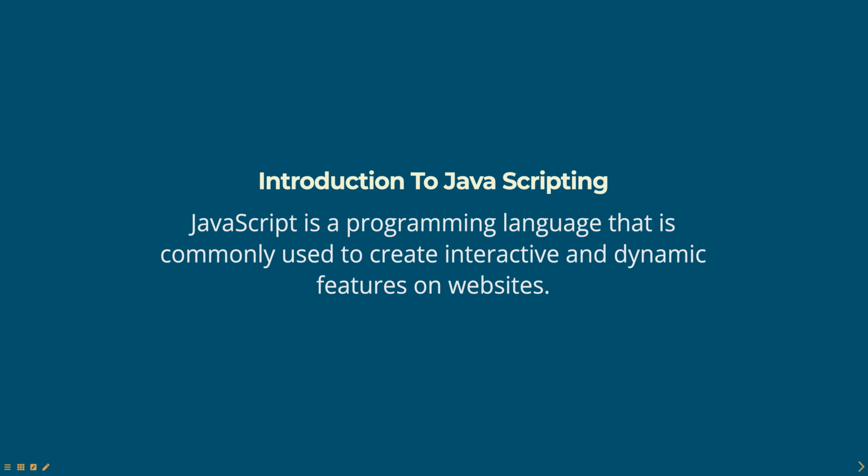JavaScript is a programming language that is commonly used to create interactive and dynamic features on websites. It is a client-side scripting language, which means that the code is executed by the user's web browser. JavaScript is often used in conjunction with HTML and CSS to create interactive and responsive user interfaces.